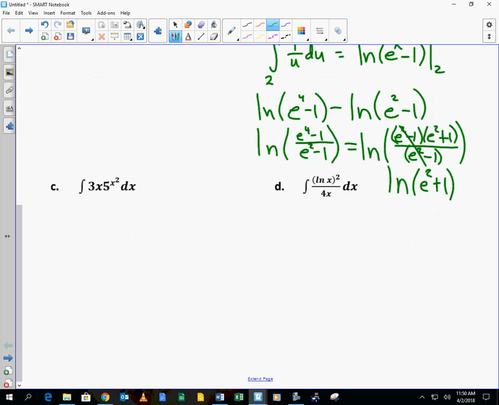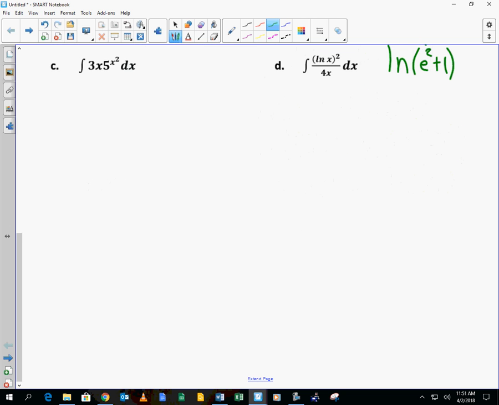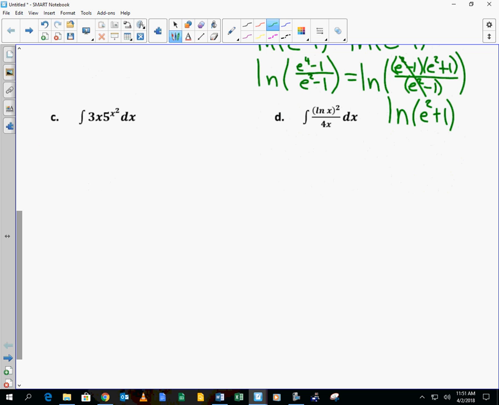How about C? x squared, so du is 2x dx. Divide by 2, multiply by 3. 3 halves du is equal to 3x dx.